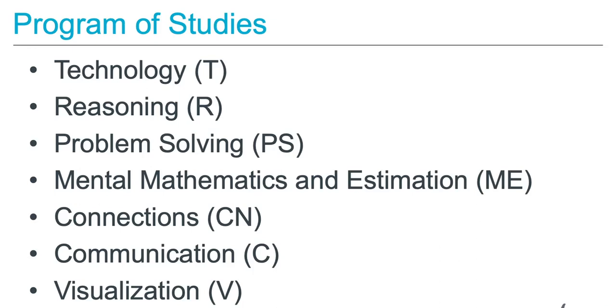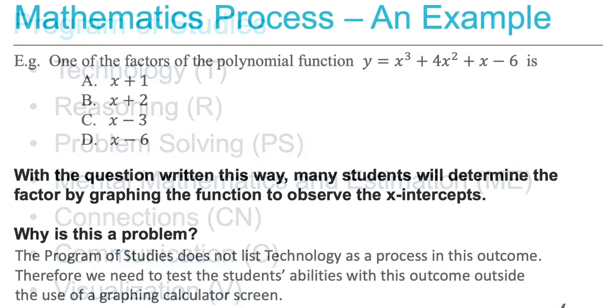For example, 14 of the 24 Math 30-1 specific outcomes do not list technology as a math process. So when assessing these outcomes, students should not be utilizing technology as a key part of their solution strategy.